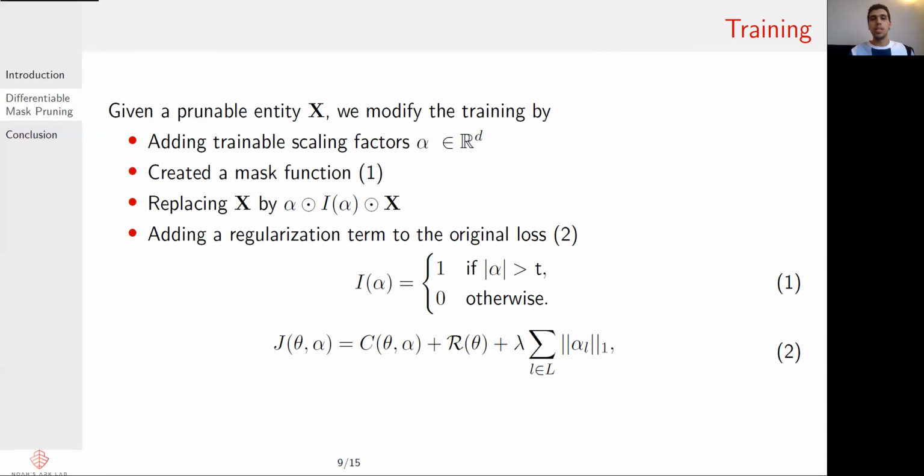We also add a mask function that will return 1 if the value of the scaling factor is above a given threshold, or 0 otherwise. If it returns 0, it means that the entity is pruned. Inside the network, we replace the appearance of X by I(alpha) times alpha times X, so that when alpha is below the threshold, the entity will be pruned. We push alpha towards 0 by means of an L1 regularization term that we add to the loss function.